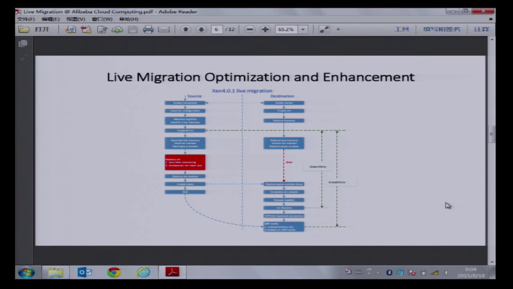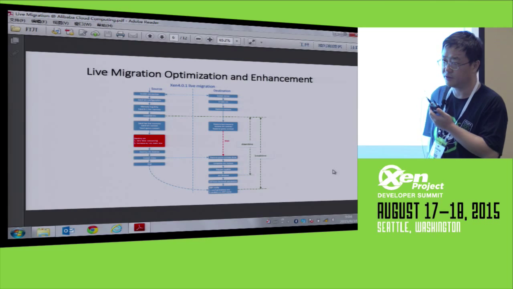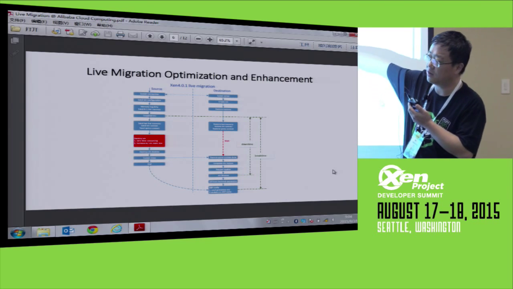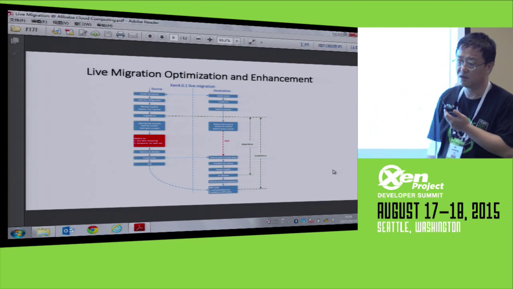The downtime means the time the CPU didn't work, and the break time is the time the network didn't work. This is the open source Xen migration. This time is very big, 3 seconds to nearly 20 seconds, and the break time is bigger, for example, 5 seconds to 30 seconds.